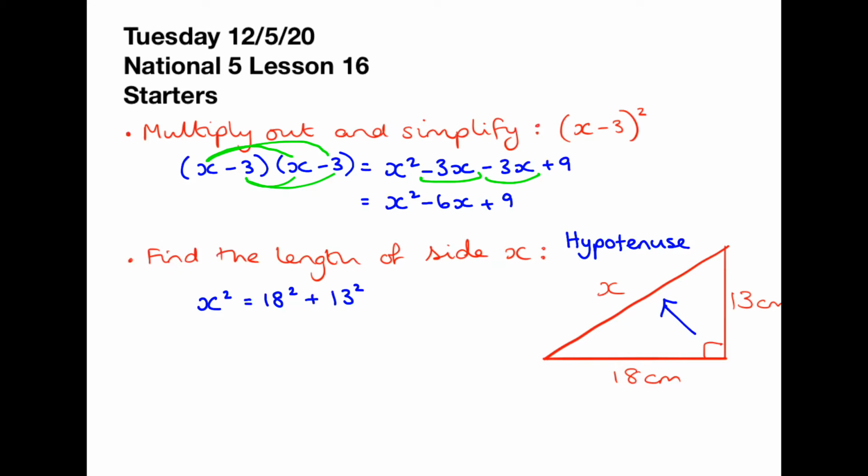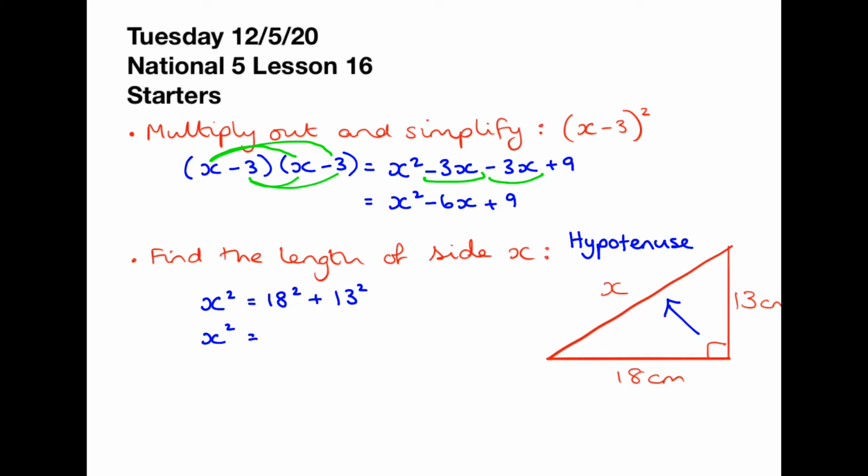Okay, so we can just work out 18 squared plus 13 squared on a calculator. That gives us 493. So that's x squared, don't forget. So we need to square root that. So x is the square root of 493, and when we work that out on the calculator, we get 22.2036 and lots more decimal places.